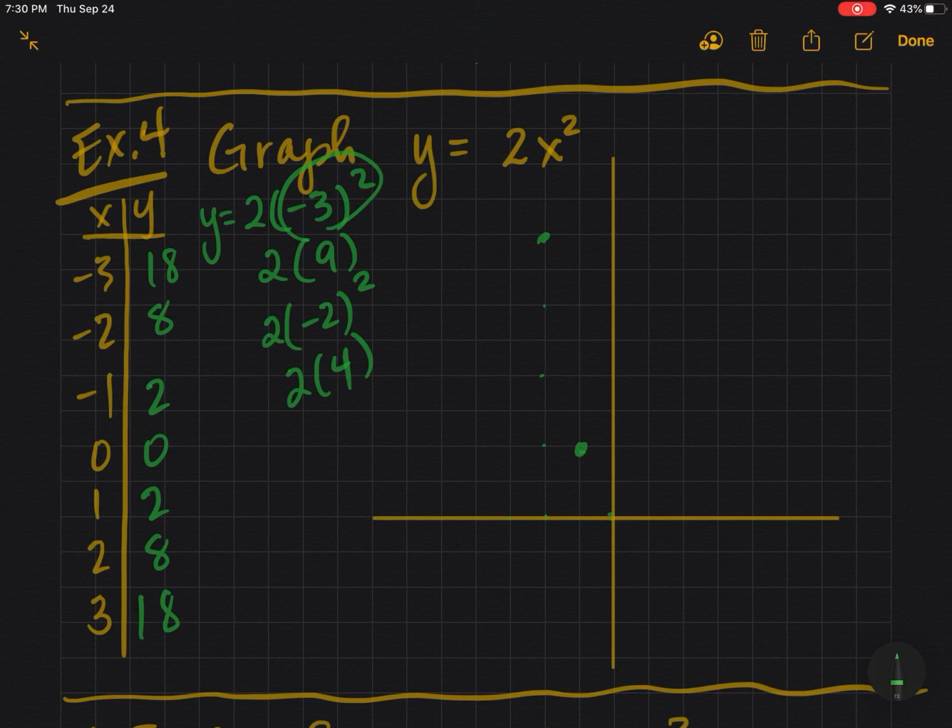And what you're going to notice is that this graph is skinnier. This parabola stretches upward. It's more narrow. And make sure it's nice and round and not pointy. And it's positive, so it's still turned up.